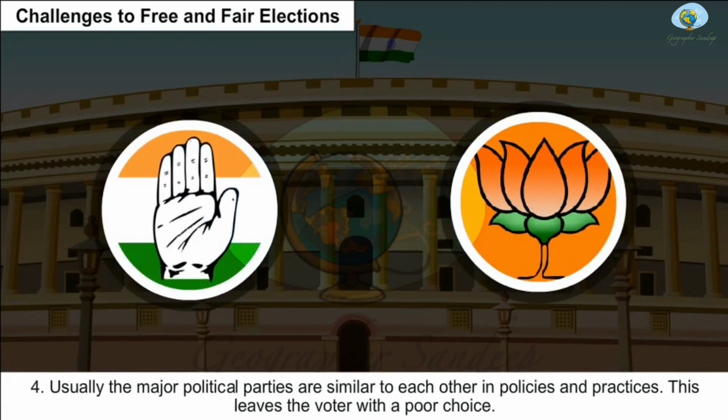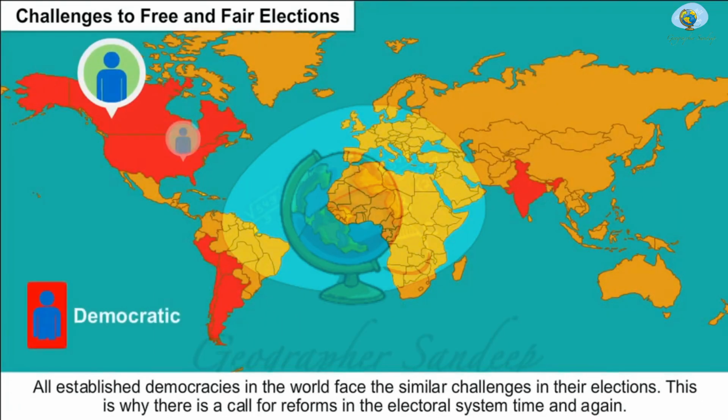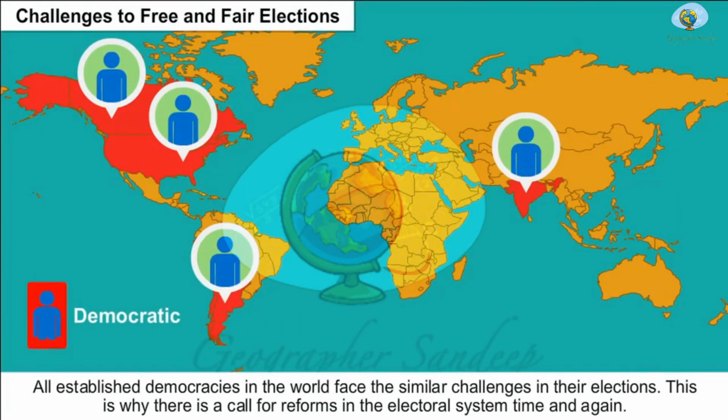4. Usually, the major political parties are similar to each other in policies and practices. This leaves the voter with a poor choice. All established democracies in the world face similar challenges in their elections. This is why there is a call for reforms in the electoral system time and again.